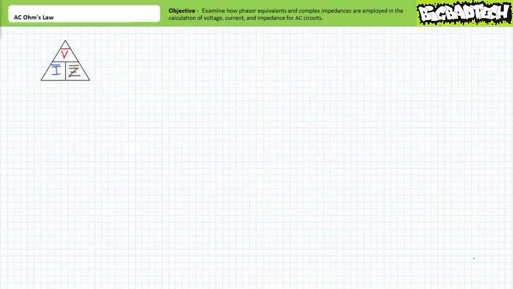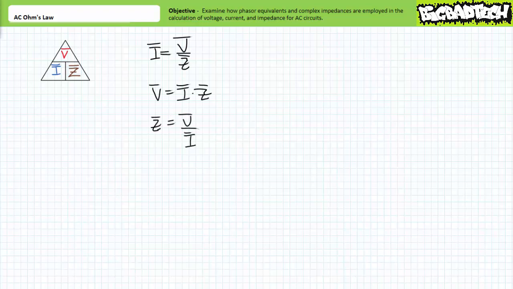Recall that AC Ohm's Law is a three-variable relationship of voltage V, current I, and impedance Z. Three permutations of Ohm's Law demonstrate that current equals voltage over impedance, voltage equals current times impedance, and finally impedance equals voltage over current. Note, voltage and current are phasor quantities, and impedance similarly includes both the magnitude and the direction. If one is capable of representing voltage as a phasor equivalent and the impedance of an element as a complex number, one is capable of quickly solving for the resultant current as a phasor equivalent using simple division. Current equals voltage over impedance.